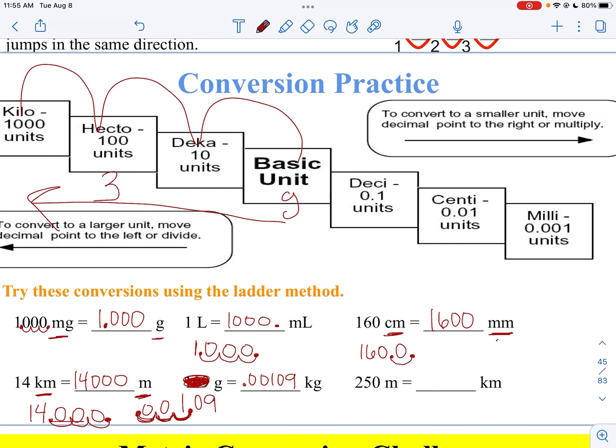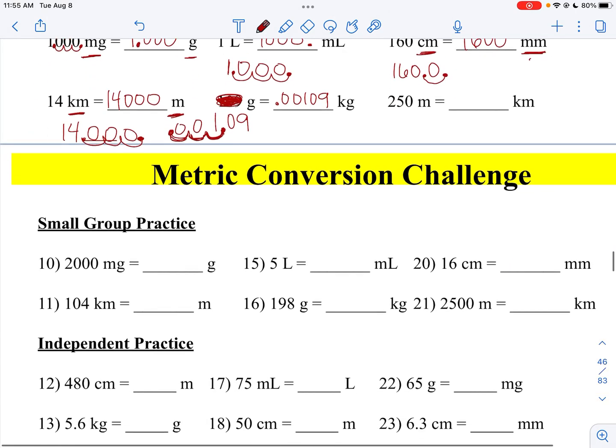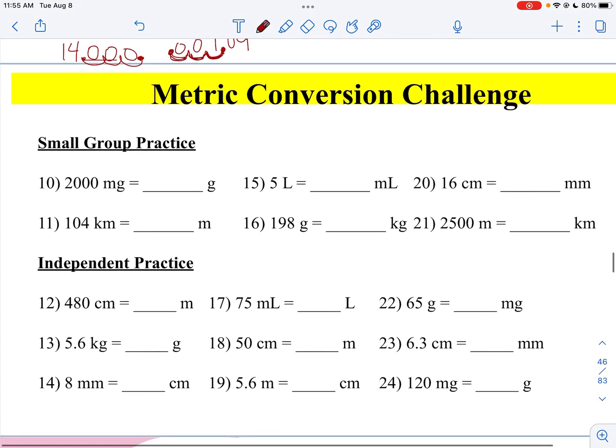Okay, so wherever the decimal is, that's where you start. You don't have to do any fancy things at the beginning. Then just count how many times you move and move your decimal. If you jumped to the left, make sure you move your decimal to the left. If you jump to the right, you move your decimal to the right. Okay, so try a few of these on your own. If you want to work with a partner, that's fine. If you want to try some by yourself, it is up to you.